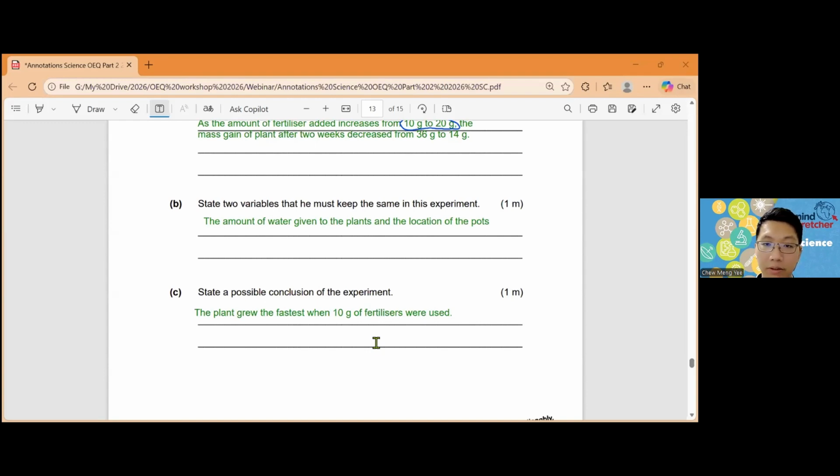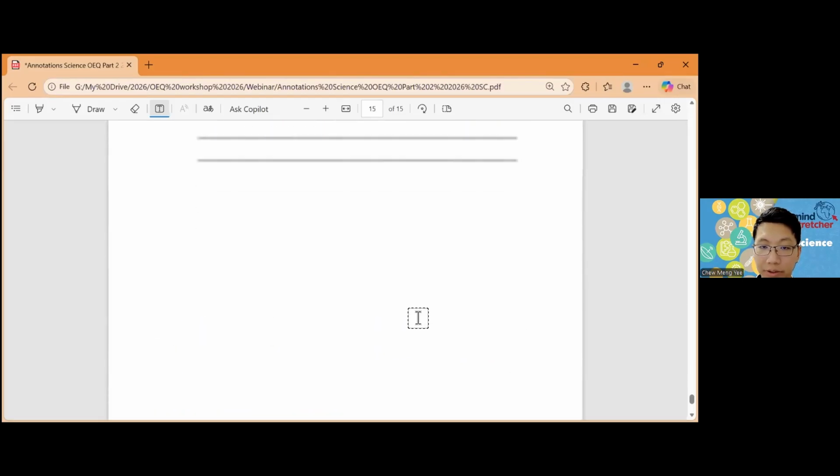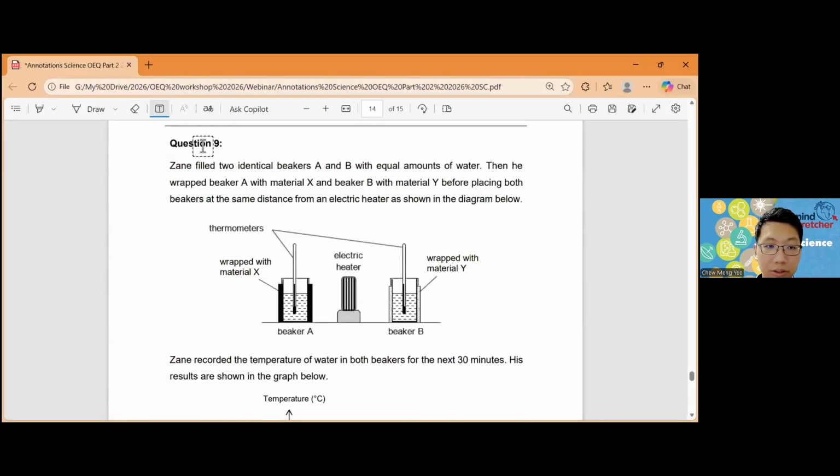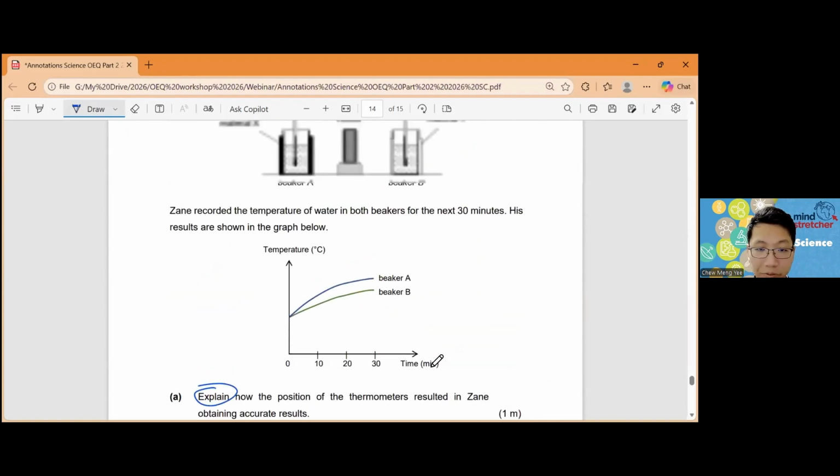Okay, now let's move on. Okay, last question. Last question for today. Yes, so we can finish it. Right. Now, this question, one look at this, I have an electric heater, I have a thermometer, you know that this is relating to heat. Remember last week I taught you how to use the triple C. First thing you look at is the command word. First one, explain. That's a command word. We need to first do an explanation for the first one.